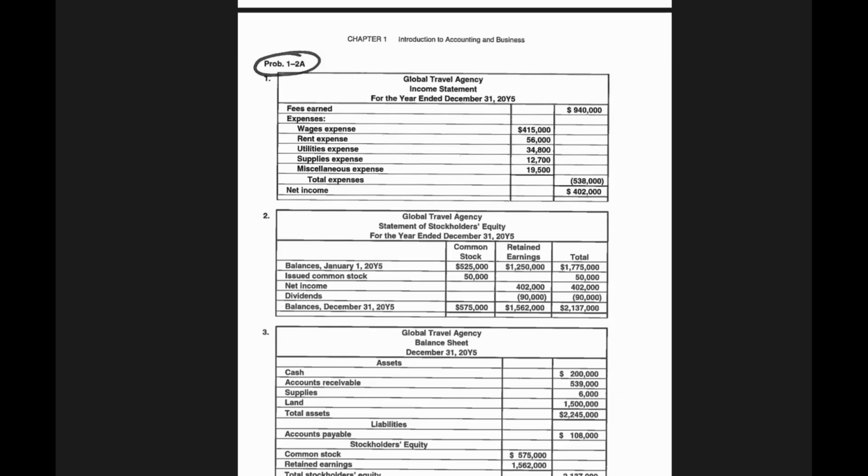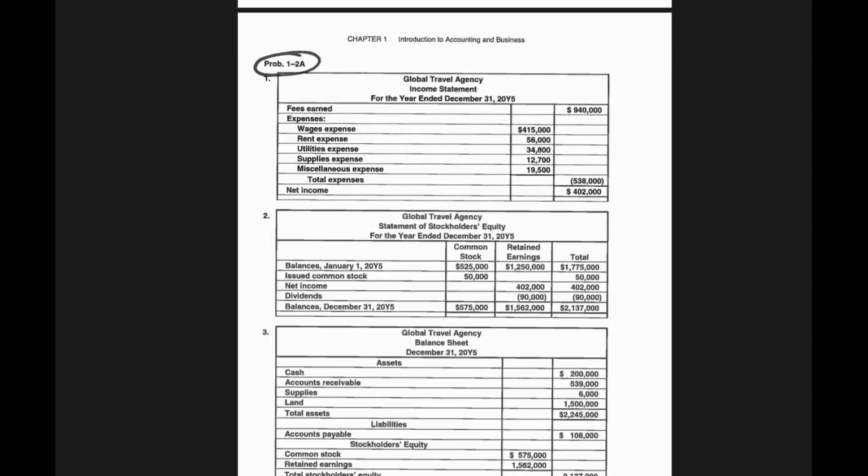So this problem asks you to put together an income statement, statement of stockholders' equity, and balance sheet. What I would tell you is to remember there's always an order to putting together these financial statements. And it's exactly the order that the instructions are. You do the income statement first, the statement of stockholders' equity second, and then the balance sheet third, always. You do it in any other order and you're going to cause yourself a lot of pain and potential problems, but certainly a lot of pain.